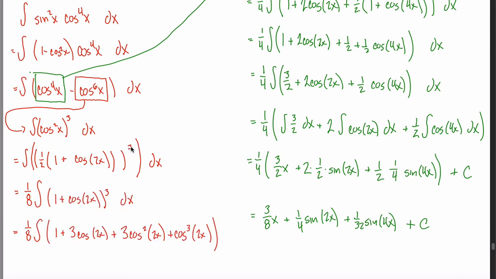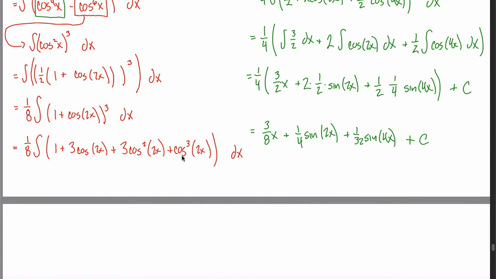Expanding cubics is so ugly that I did it in two different steps. Took the 1/8 down in front in this first step, and then 1 plus cosine of 2x to the third power. Think FOIL and then FOIL again. If you do all that and combine all the like terms, you'll get this disaster down here: 1 plus 3 cosine of 2x plus 3 cosine squared of 2x plus cosine to the third power of 2x. I'm already regretting doing this example.